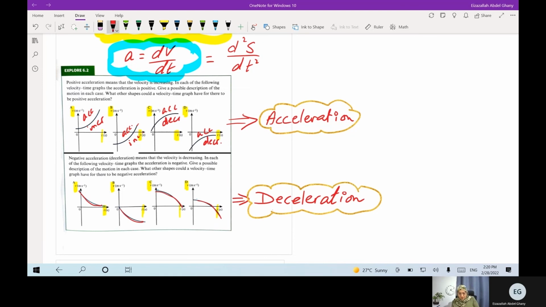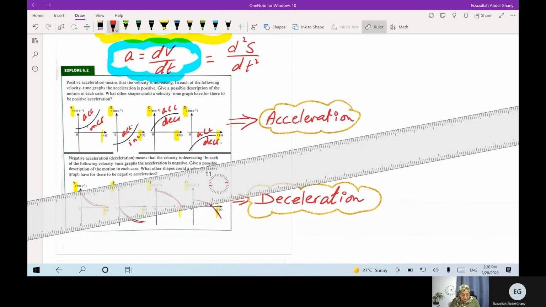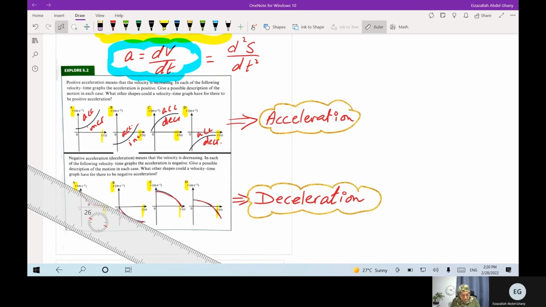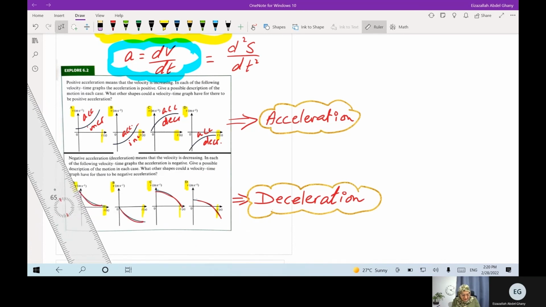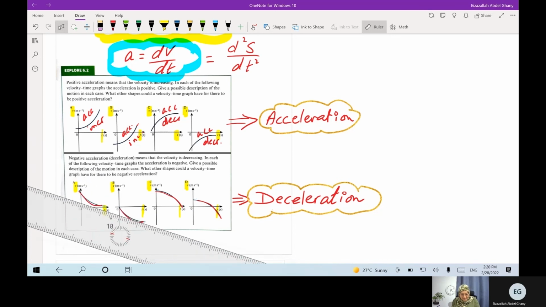But when velocity decreases with respect to time, the next four are all about deceleration. But deceleration can increase and can decrease. Hold your ruler. Imagine that you're drawing a tangent. It is very steep. Yes, it's a negative gradient, negative because of deceleration. But it's becoming less steep. So first and second are the same case.